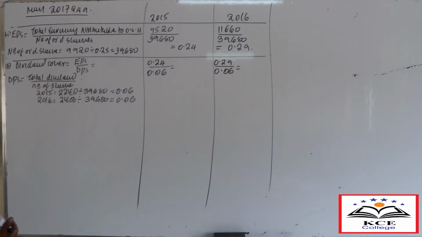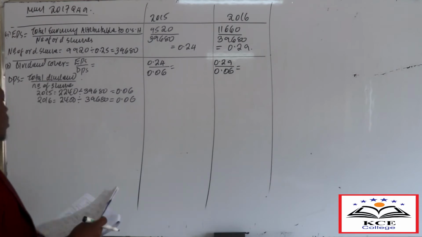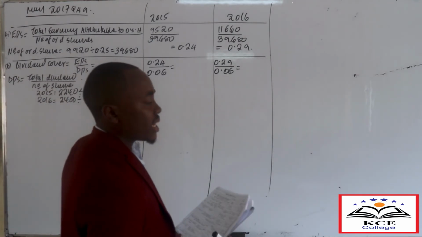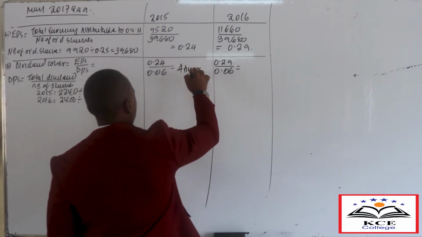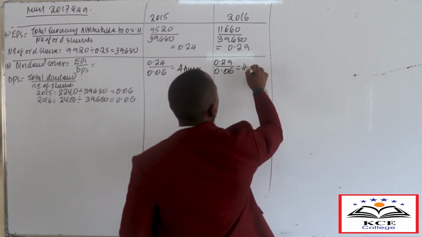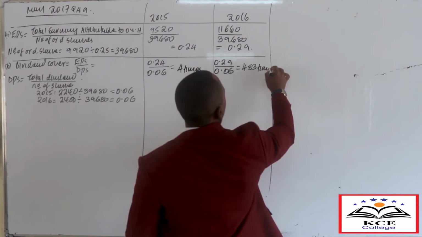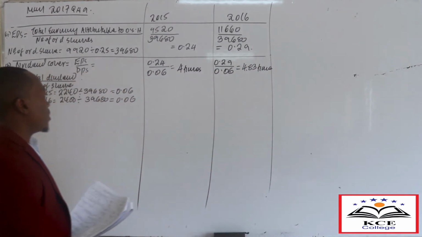So what do we get? You see that the dividend cover shows the number of times. So your answer should be in times. So here you have 4 times. Here you are getting 4.83 times. Good.